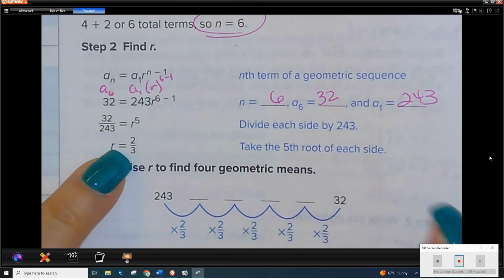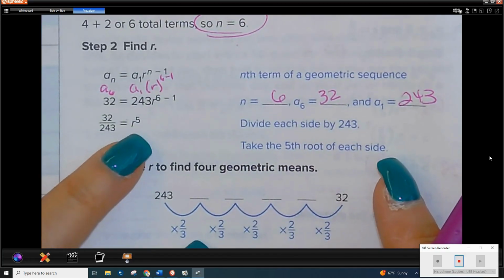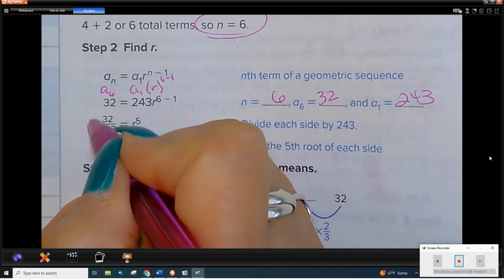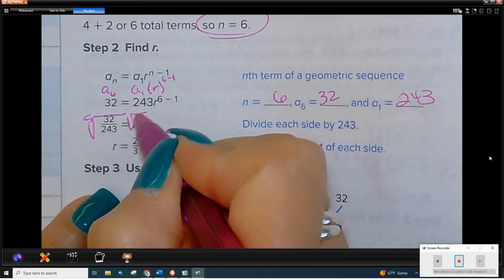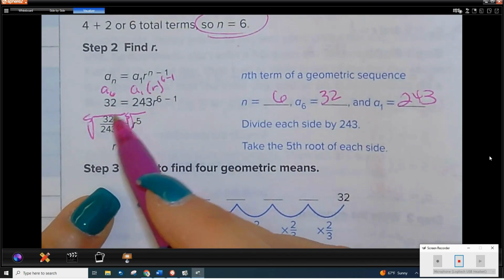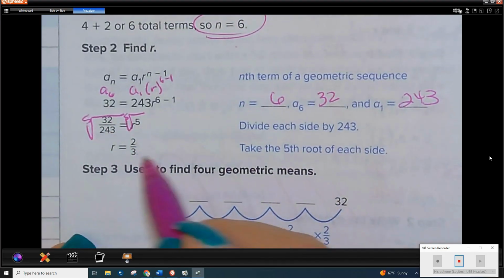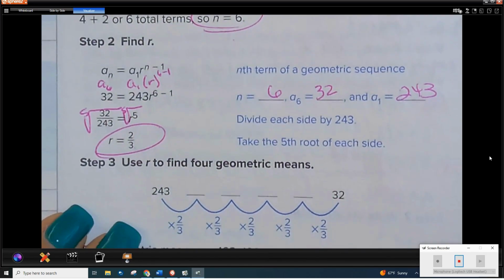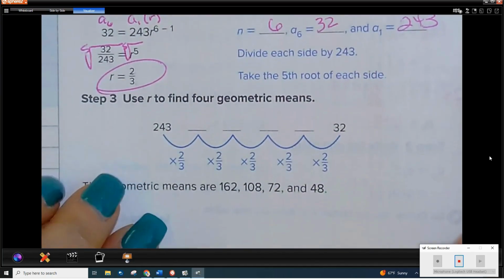Now, how do we get the answer? 5th power, we take the 5th root. 5th root of 32 is 2. 5th root of 243 is 3. That's our rate, 2/3. Now that we have the rate, we could find the missing terms.